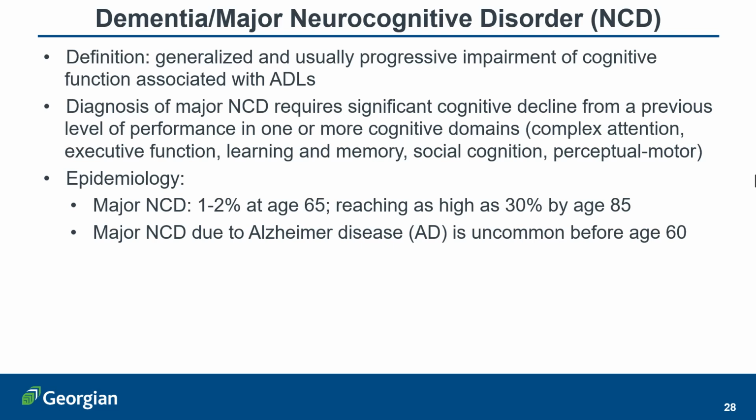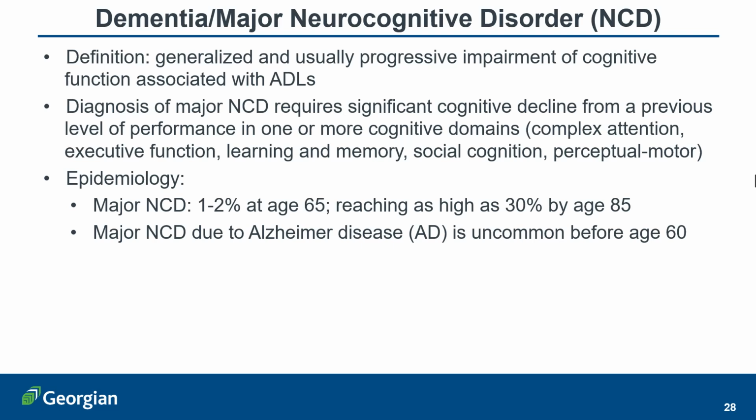The definition of NCD is a generalized and usually progressive impairment of cognitive function associated with the activities of daily living. The diagnosis of a major neurocognitive disorder requires significant cognitive decline from a previous baseline in one or more cognitive domains, either complex attention, executive functioning, learning and memory, social cognition, or perceptual motor functioning.